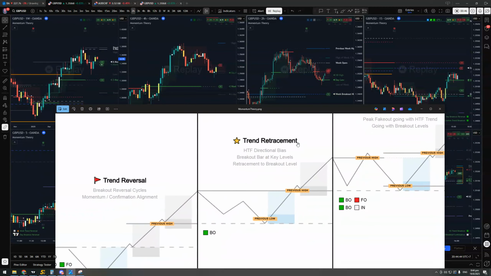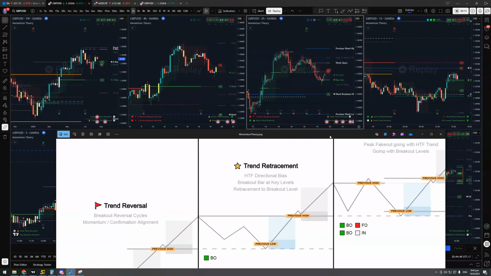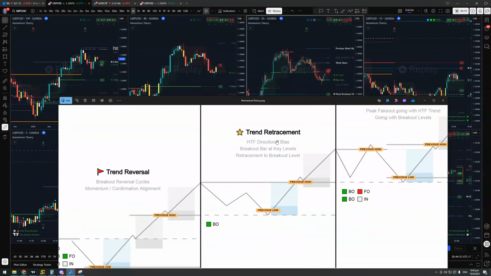So what I'm looking for in a trend retracement setup: I want to see higher time frame directional bias, not on the H2, but on the setup time frame, which is the weekly. I trade the weekly bar in the H2. I want to see weekly directional bias. I want to see a weekly breakout bar at key levels.